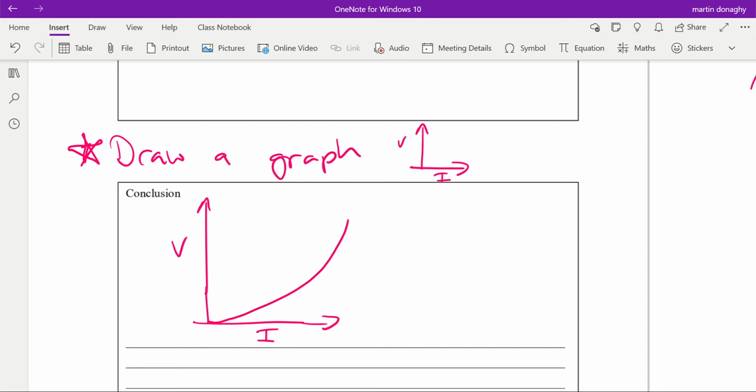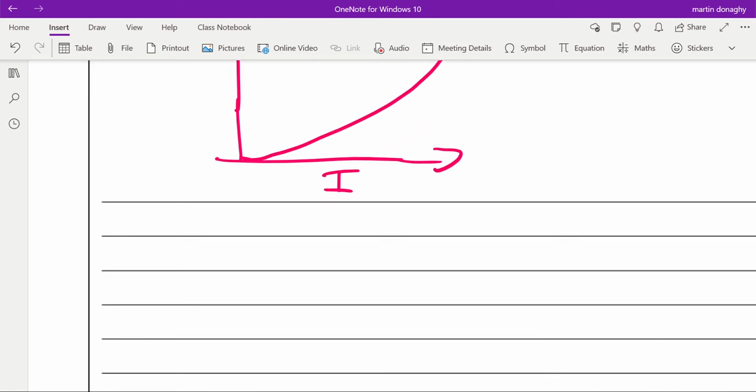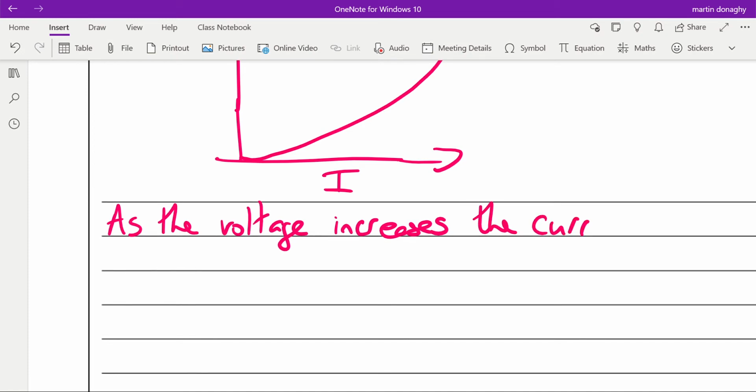So what we have to do is draw a conclusion for why our voltage and current behave like that for a bulb. So let's start off with our usual first sentence, which is, as the voltage increases, our independent variable, what does the current do? And we can say the current also increases.